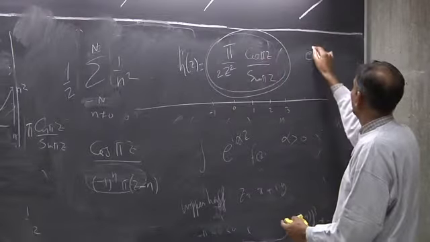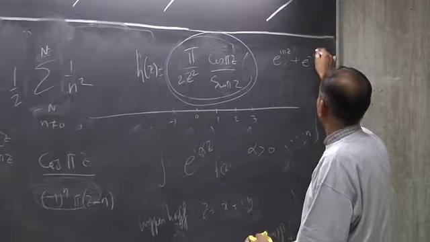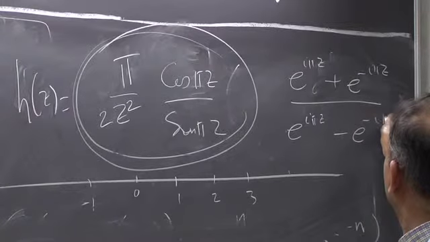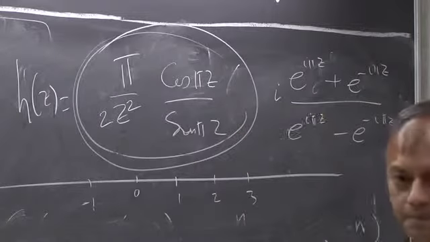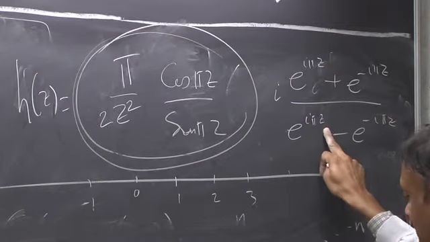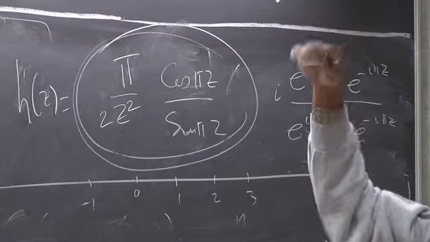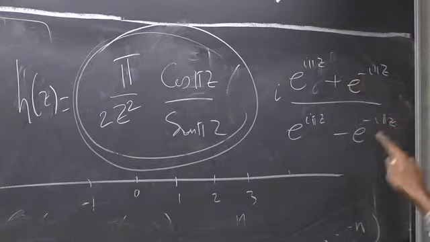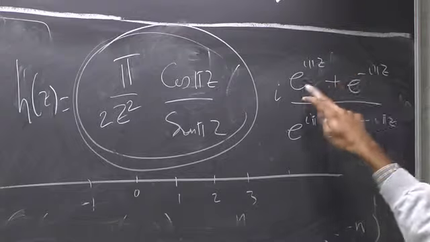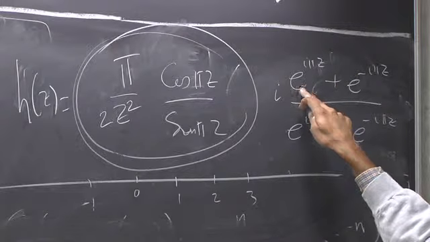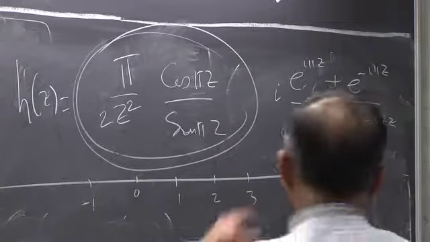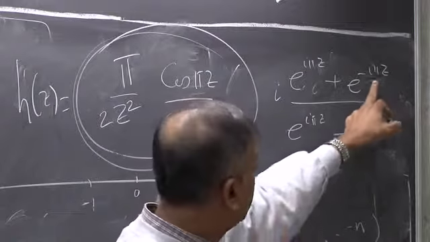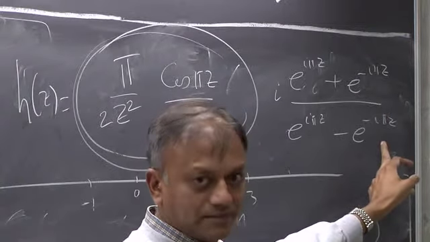Why? Because this is e to the i pi z plus e to the minus i pi z, divided by e to the i pi z minus e to the minus i pi z, up to a factor of i. Now suppose I'm looking at z in the upper half. Then this is exponentially suppressed, and those are exponentially blowing up, but they are blowing up in the same way. So this one is much larger compared to that in the upper half part. So you can ignore the suppressed terms, but then numerator and denominator are the same, so they cancel.